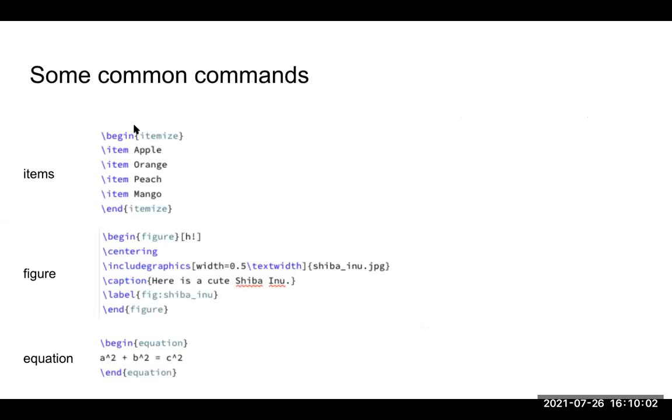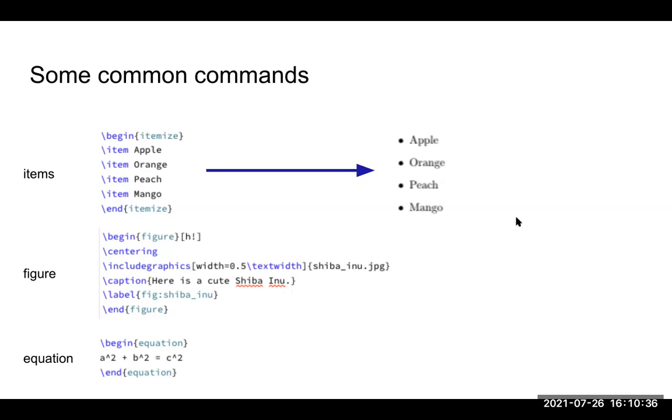Okay, so let's go over some general commands that you can use. There's the item command. In LaTeX, you basically just start with the begin and end structure, and in this case it's called itemize. Basically, for each of them, you just add an item. For example, if I want to add four items: apple, orange, peach, and mango. And after compiling, it looks just like this.